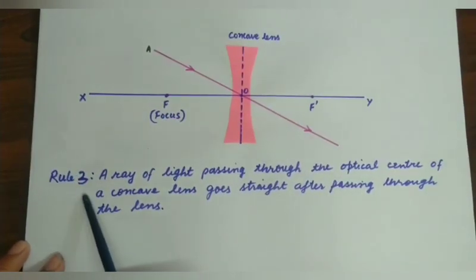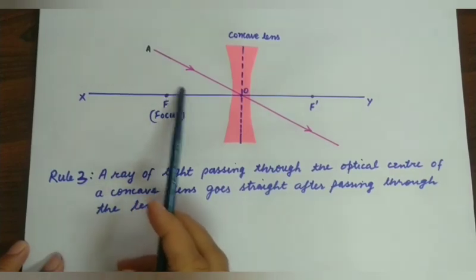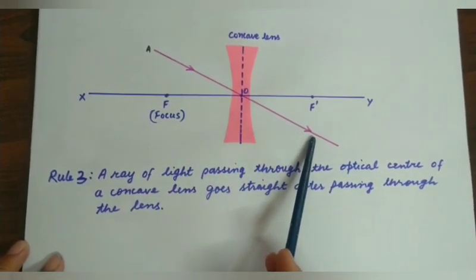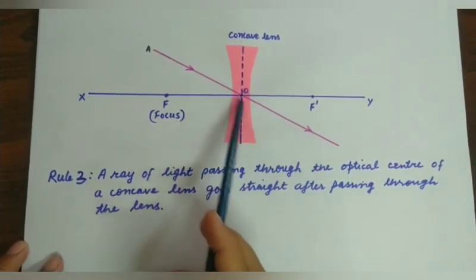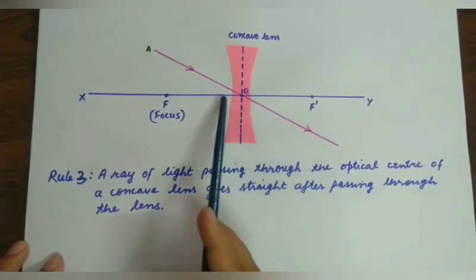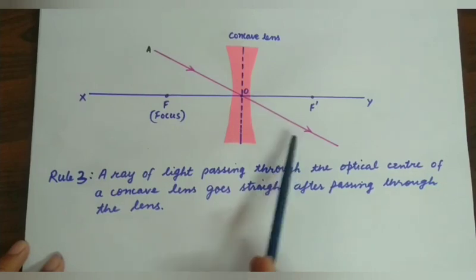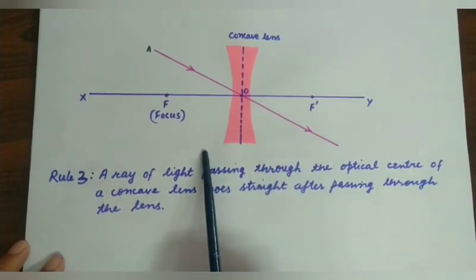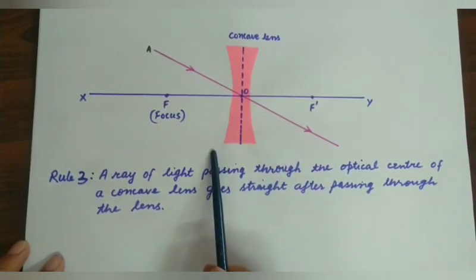The third rule is, if a ray of light is passing through the optical center of the concave lens, then it will go straight, undeviated, after passing through the lens. So these are the three rules. You can choose any two rules to draw the ray diagrams.